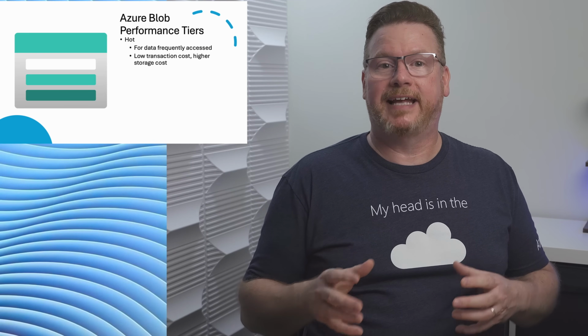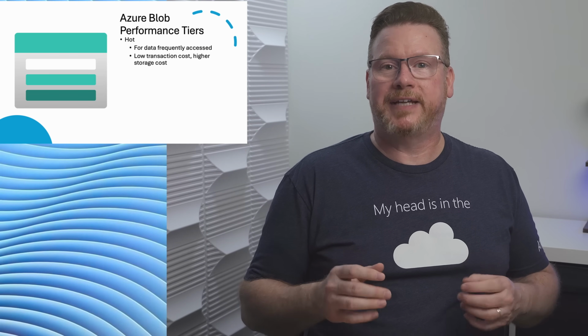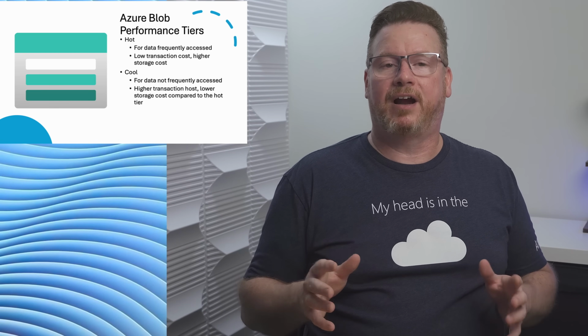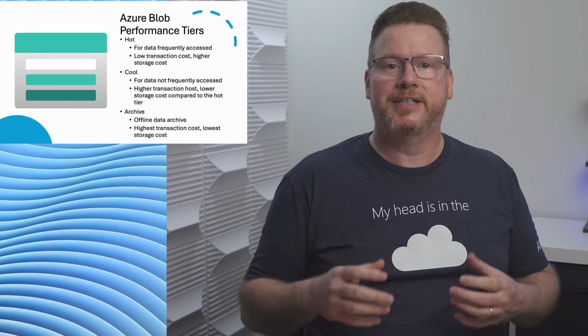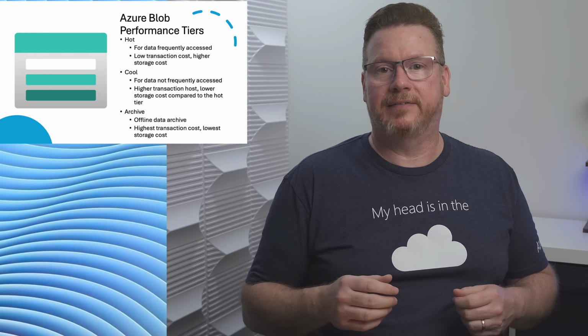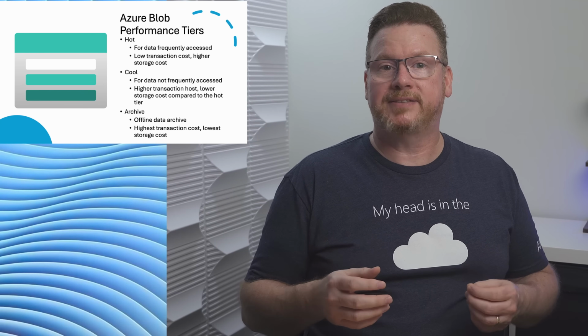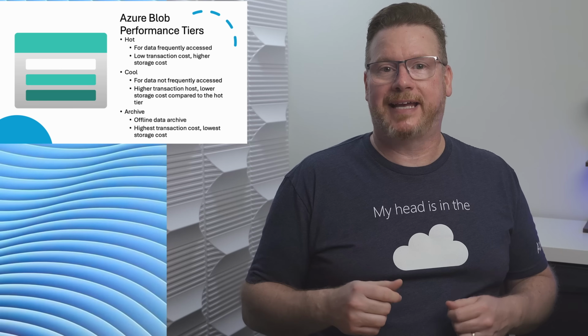Hot is for data that's frequently accessed. Cool is for data that's not frequently accessed but easily accessed when it's needed. And archive is for long-term storage that's offline and not immediately available. The pricing is different for each option depending on capacity and how frequently the data is accessed.